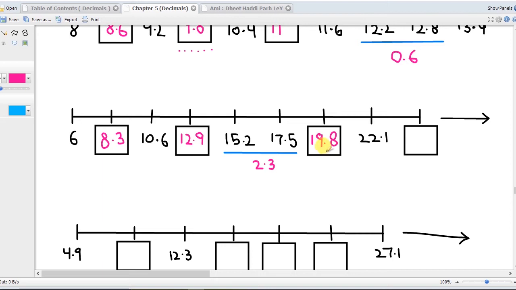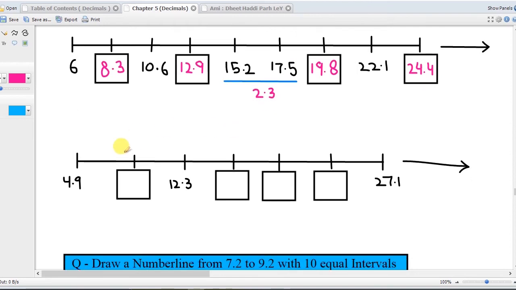You can also verify your answer by adding 2.3 to 19.8 to check whether you're landing on this exact number or not, right? This will help you verify the value that you just put inside this box. Now add 2.3 to 22.1. Add 2 here and we get 24. 22 plus 2 is 24, and 1 plus 3 is 4, so it's 22.4, right? Next 4.9.